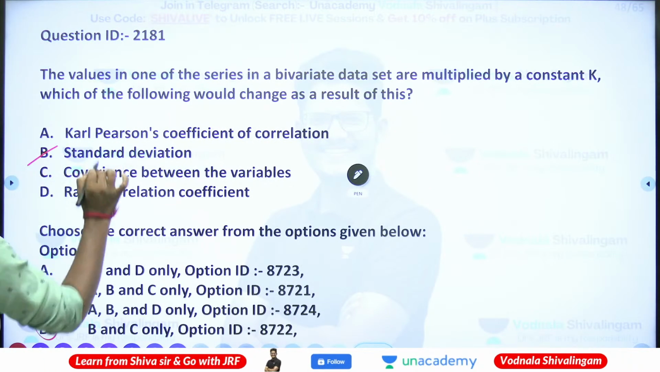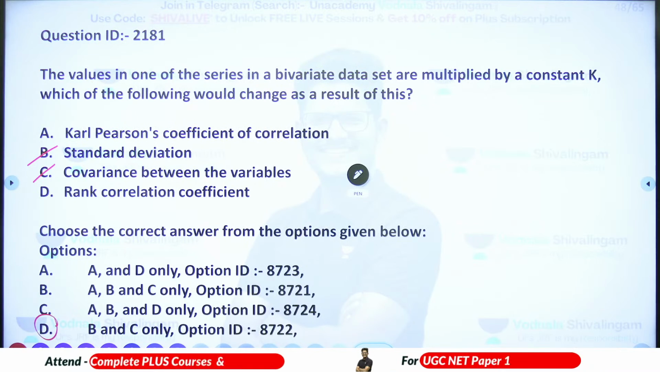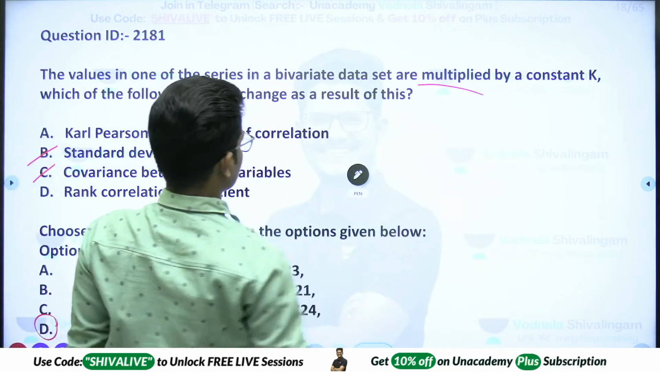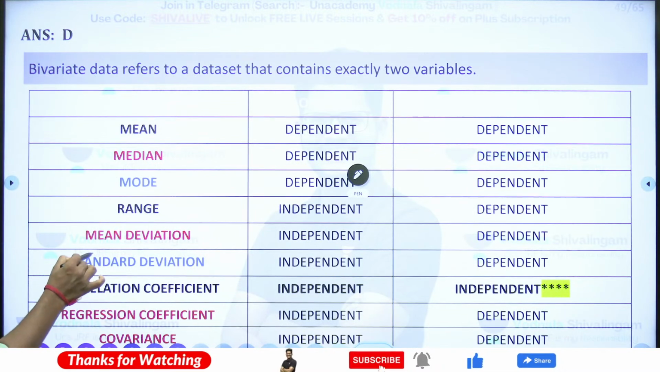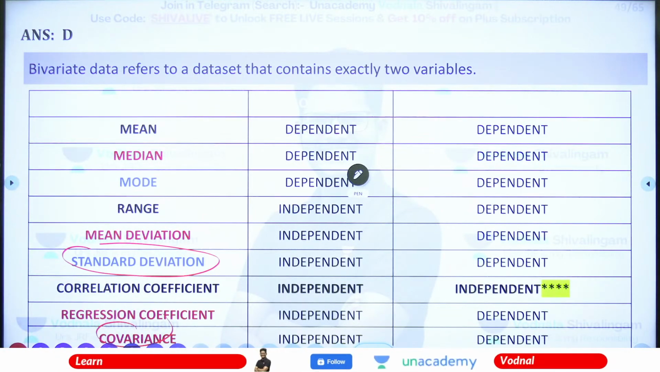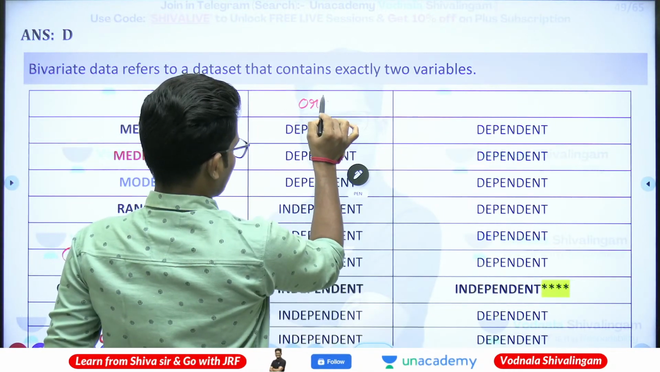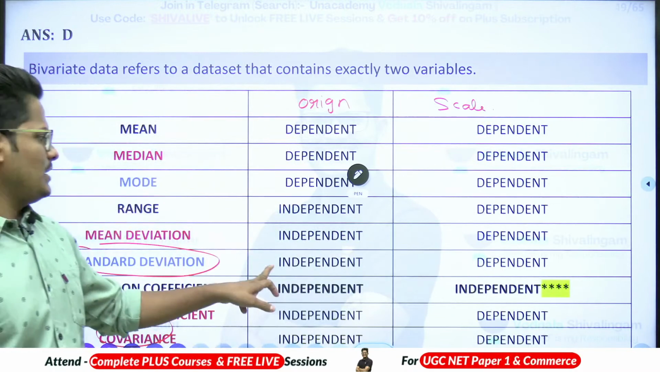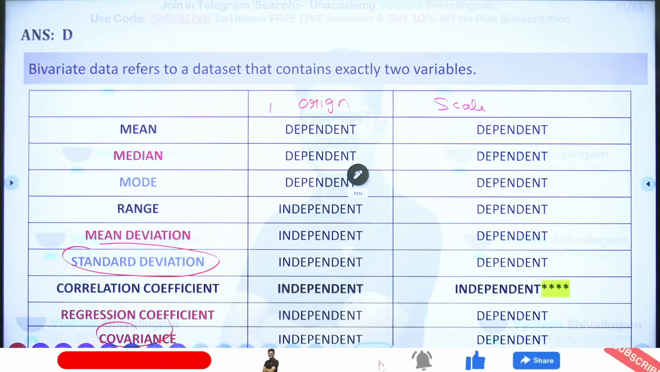That is standard deviation and covariance between the variables. If a bivariate data set is multiplied by constant k, which of the following would be affected? Multiplied means independent of origin but dependent on scale. You can look at standard deviation as well as covariance. Standard deviation is independent of origin and dependent on scale, whereas covariance is also independent of origin and dependent on scale.